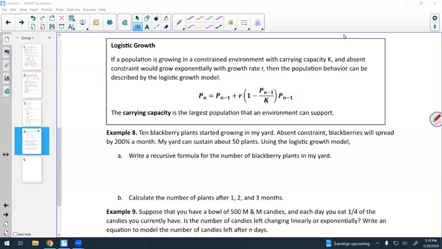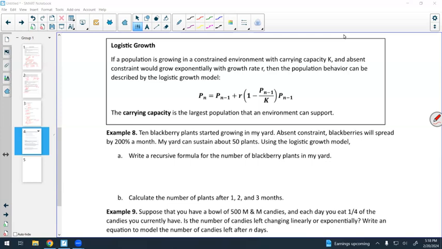Okay, today we're going to look at one further type of growth model called a logistic growth model. If a population is growing in a constrained environment with a carrying capacity of K, and absent the constraint would grow exponentially with growth rate R, then the population behavior can be described by the logistic growth model.